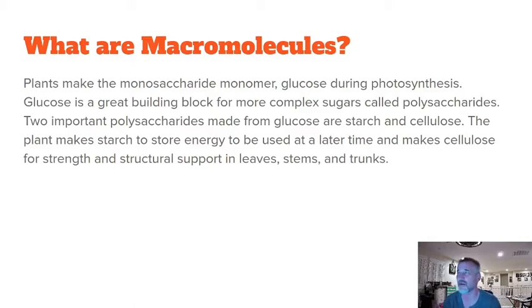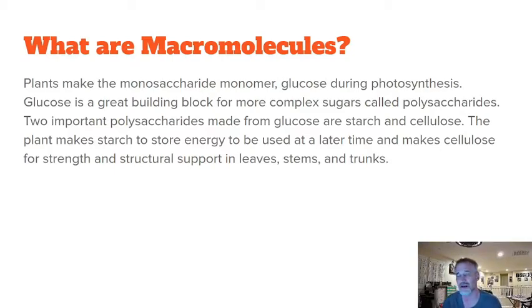Now, starch is found in parts of plants like the potato, which is a tuber type of plant, or in the root of other plants like carrots. And these are the parts we eat, and we extract that starch through the digestive process and use it as our own energy source. Now, they also make cellulose.